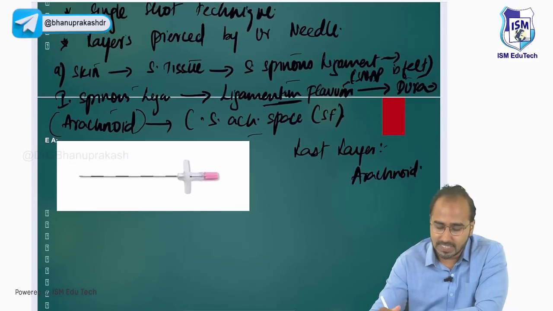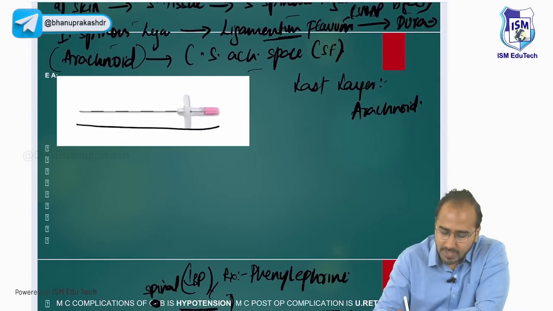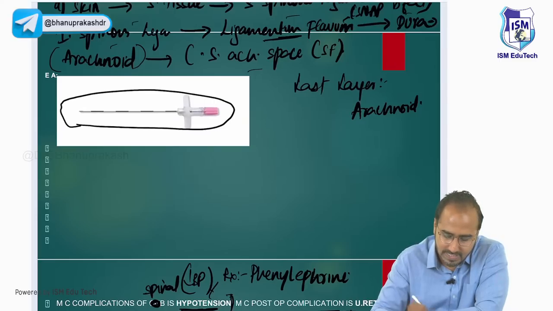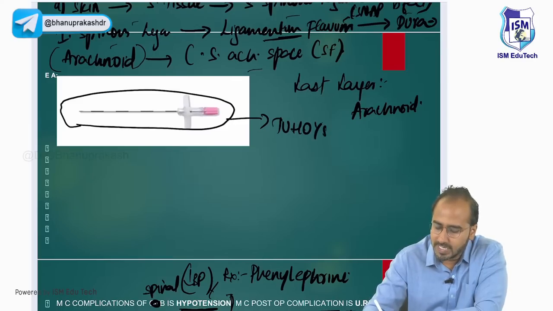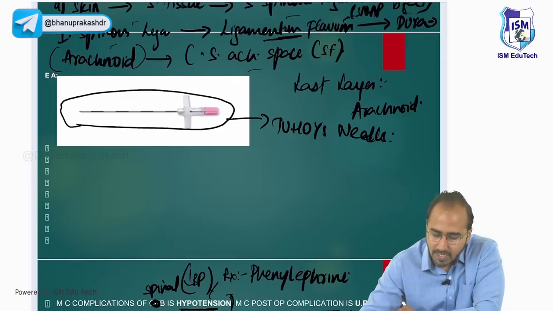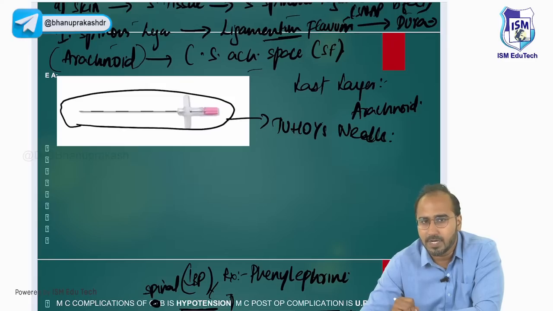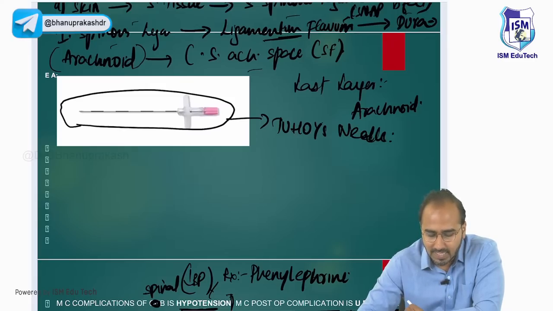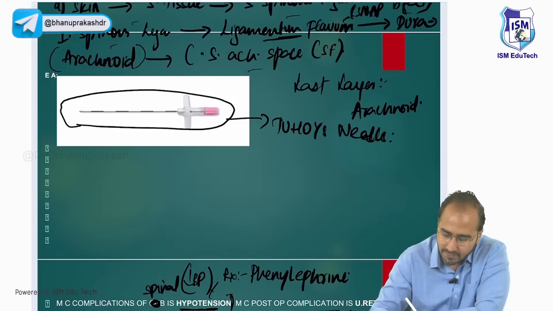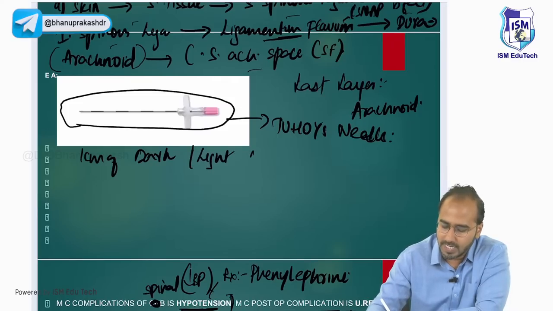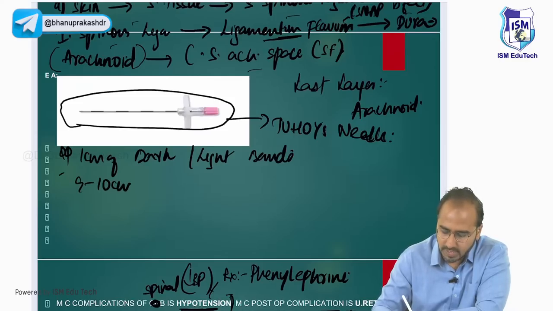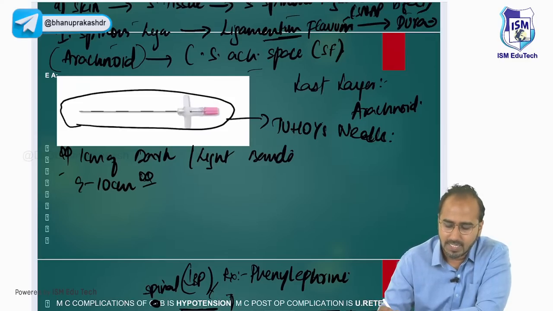Now, in epidural anesthesia, just look over here. The needle that you use in epidural anesthesia is this needle. What is this needle called? This needle is called Tuohy's needle. By looking at the needle, you should identify this is an epidural needle. Tuohy's needle has 1 centimeter dark and light bands. The length of this epidural needle is 9 to 10 centimeters.